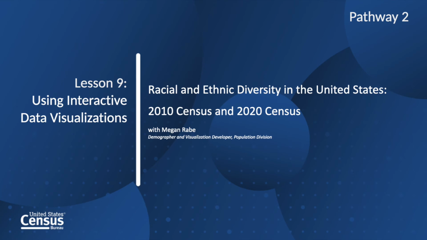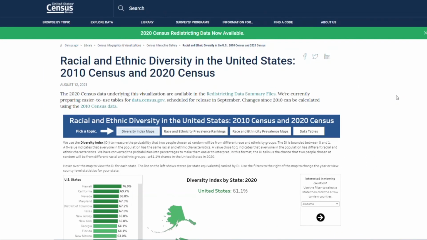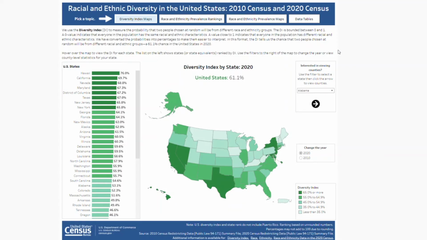Hi, I'm Megan Raby. I'm a demographer and visualization developer in the Population Division at the Census Bureau. This visualization has 4 sections: Diversity Index Maps, Race and Ethnicity Prevalence Rankings, Race and Ethnicity Prevalence Maps, and Data Tables. The current selection is the Diversity Index Maps.